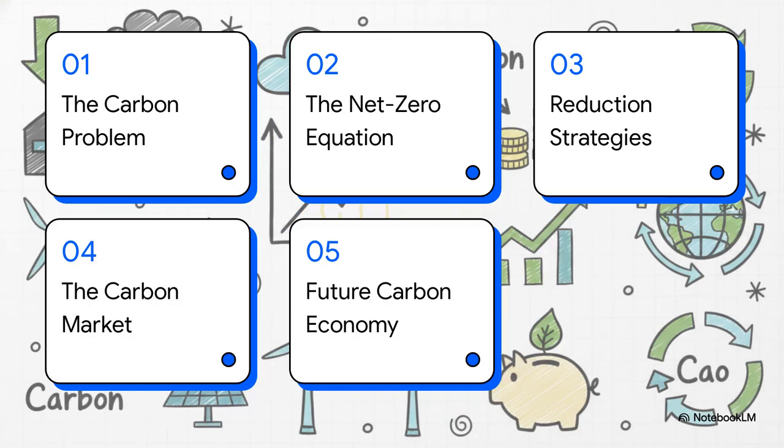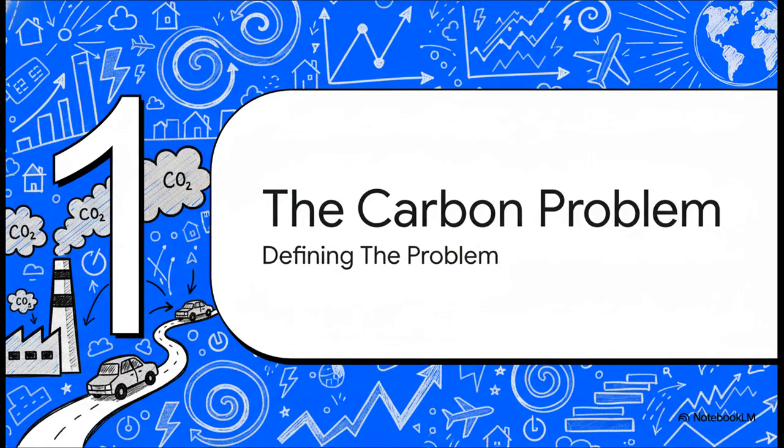Okay, let's dive into this. Here is our specific roadmap for decoding this massive global system step by step. We're going to start by defining the carbon problem, then we'll break down the math of the net zero equation. After that, we'll cover strategies for carbon reduction, take a look inside the carbon market, and finally, look ahead to the future carbon economy. All right, kicking things off with Section 1, defining the carbon problem.